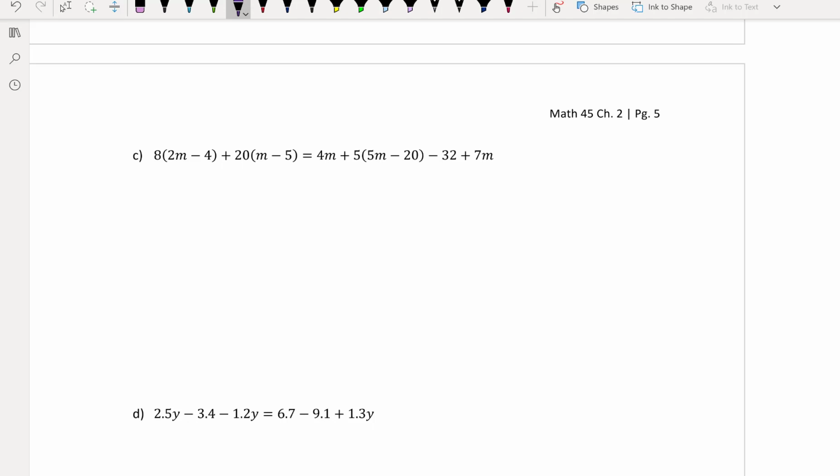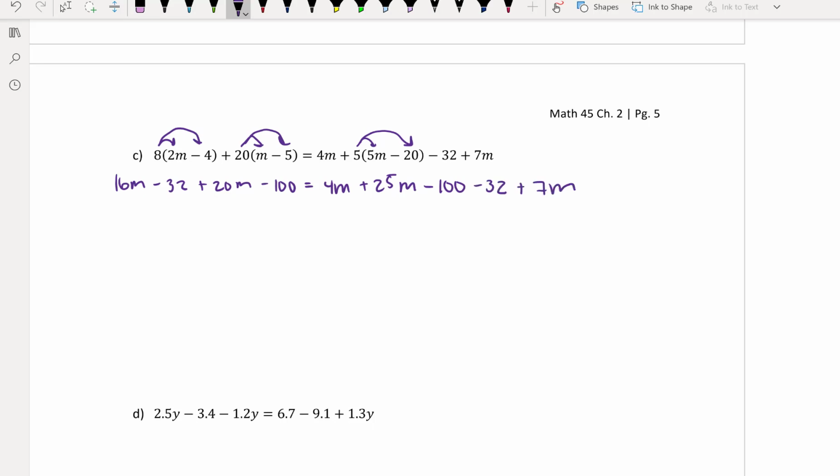So, okay, I have this 8, so I'm going to distribute. I have this 20, I'm also going to distribute. This 5 will also be distributed. So the first step is to distribute whenever I can. This is going to give me 16m minus 32 plus 20m minus 100 is equal to my 4m plus 25m minus 100 minus 32 plus my 7m.